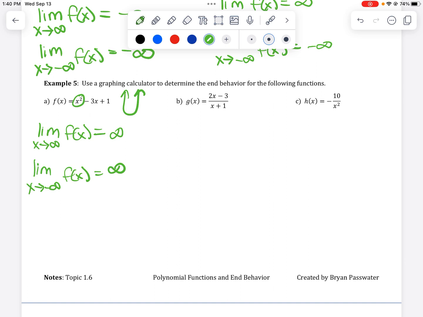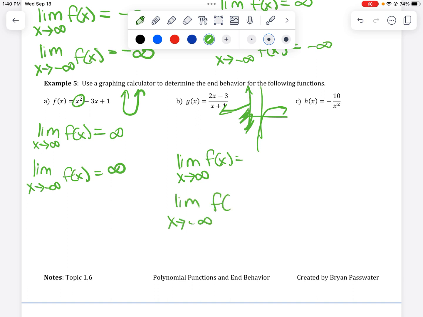Now this one is not quite as easy, so we have to take a look at a graph of it. If I graph this, we could see that it looks something like this. So the limit as x goes to infinity of f of x, and the limit as x goes to negative infinity of f of x. Well, what I notice is it levels off right here. It's not going higher or lower, so they both level off at about 2.